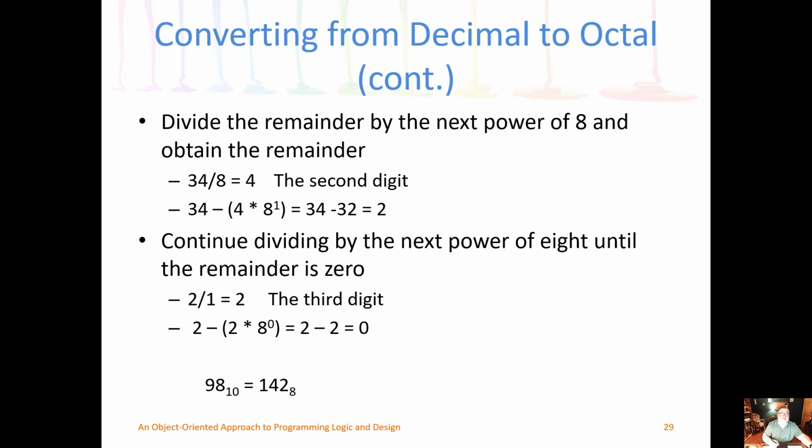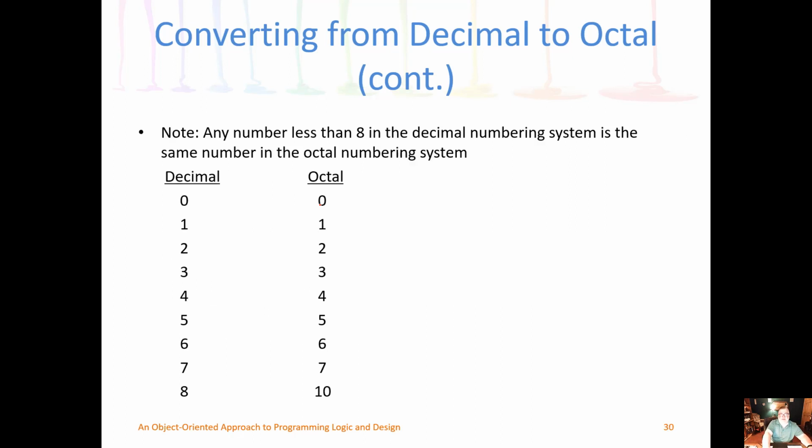Well, the next power of 8 is 8 to the 0, which is 1. 2 divided by 1 is equal to 2. So the third digit's a 2. 2 minus 2 equals 0. So our number becomes 98 decimal is 142 octal. So again, it's very similar to the way we did in decimal and binary, but there is a simpler way of doing it. And here, remember, this is what I showed you earlier. Any number less than 8 in the decimal numbering system is the same number as the octal numbering system.